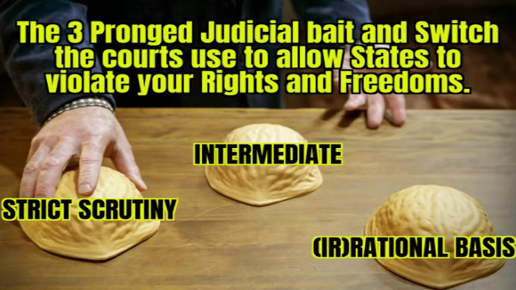Today my topic for you is pertaining to the three-pronged judicial test, I like to call it bait and switch, that the courts use to allow states to violate your rights and freedoms. But basically, this test is referred to as the three levels of scrutiny that judges use. And so, basically, I wanted to explain this.